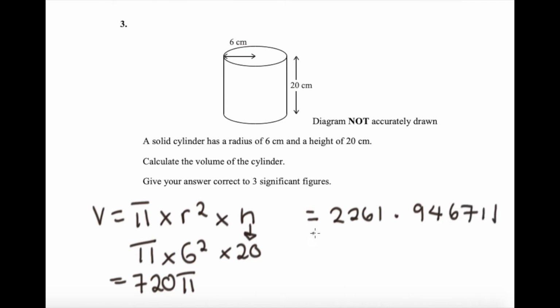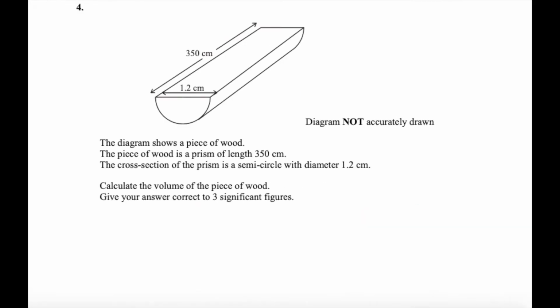2261.946711. So remember, it says our answer needs to be correct to 3 significant figures. So 1, 2, 3. We look at the number after 6, which is 1, and it's under 5. So that means we don't add anything to 6. So our answer now will be 2260 centimeter cubed. Now question 4 is slightly different from what we've been doing, but let's read the question first.